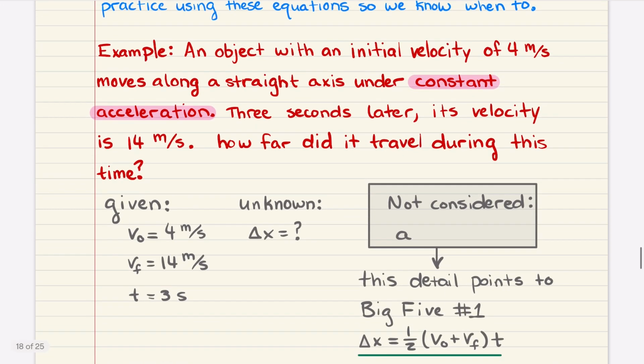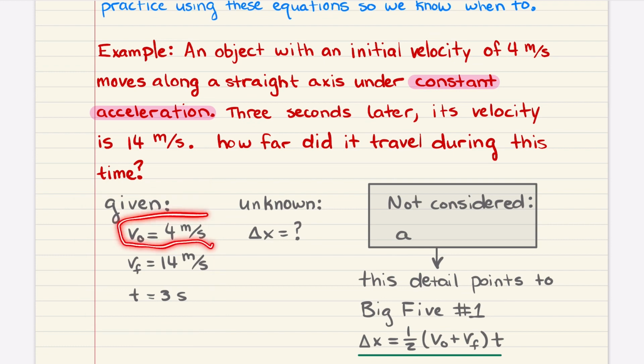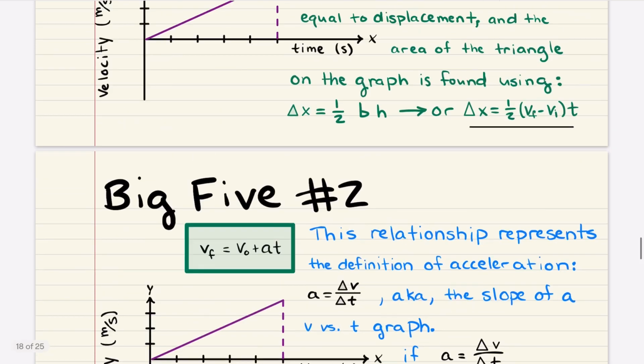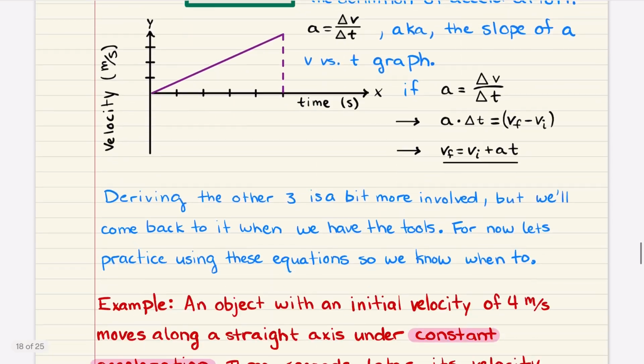So I'm going to go ahead and write down what's given, and what was given was that initial velocity, 4 meters per second, the final velocity, 14 meters per second, and the time that it took, 3 seconds. And what's unknown, what we're looking for, is our displacement. The kinematic quantity that is not considered is acceleration. So if we go straight back to our table, for the quantity that's not considered, acceleration, that's going to point to big five number 1. So let's see if that relationship is going to give us what we need.